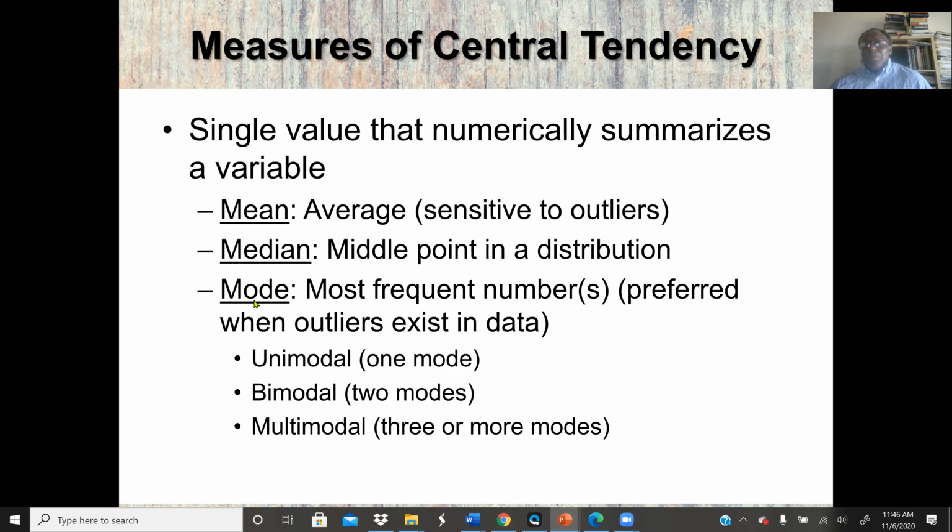So we can find the mean, median, and mode, and the mode can be more than one. We have unimodal, which means only one mode. Bimodal means you have 2 modes: I have a data set and 2 values have the same highest frequency. Mode means the highest frequency, or the most frequent number. Median is the middle point in a distribution. Then the average will be the mean.